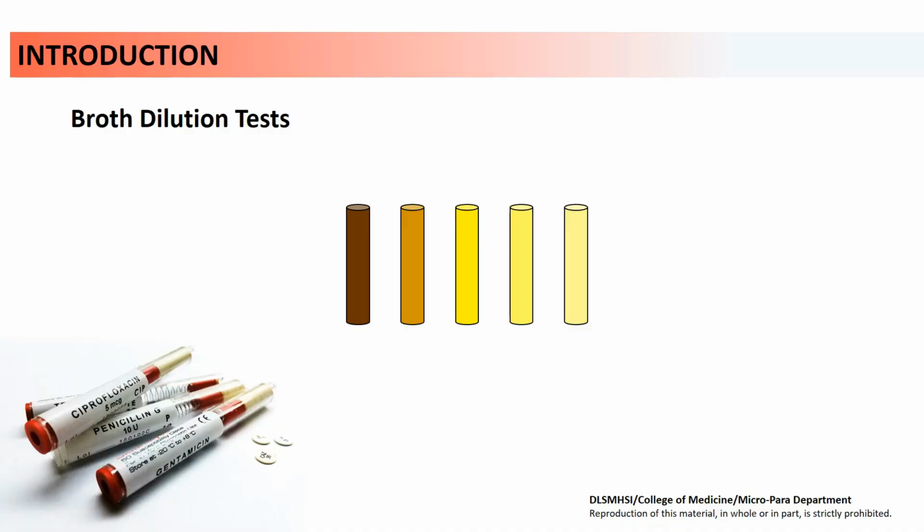The tubes are inoculated with a standardized suspension of the organism. After an overnight incubation, the tubes are examined for the presence or absence of growth. Two concepts can be derived from this test, namely the minimum inhibitory concentration and the minimum bactericidal concentration.